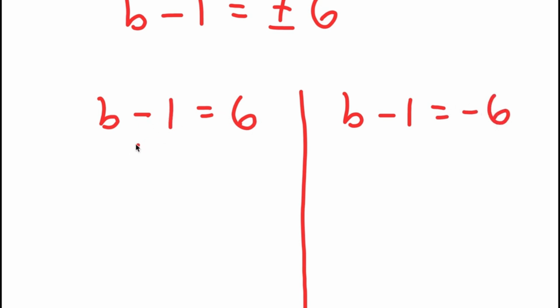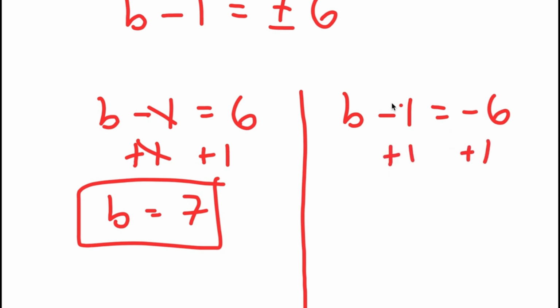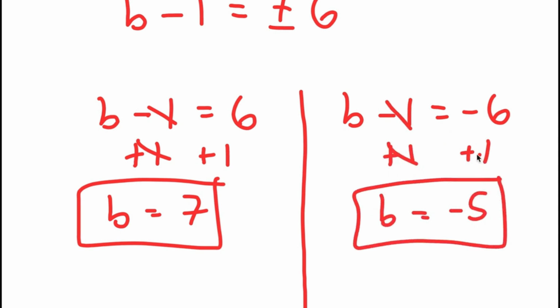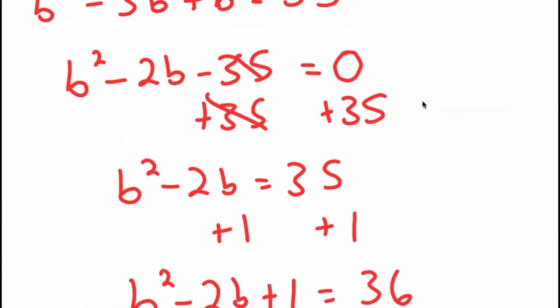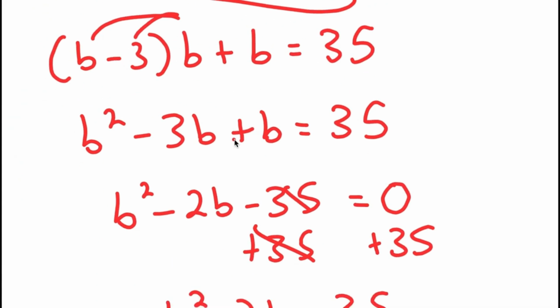So for B minus 1 equals positive 6, I can just add 1 on both sides, and I get B equals 7. And for B minus 1 equals negative 6, I can again add 1 on both sides, and I get B equals negative 5. So now from here, I have to plug this back in to this equation right here, AB plus B equals 35.